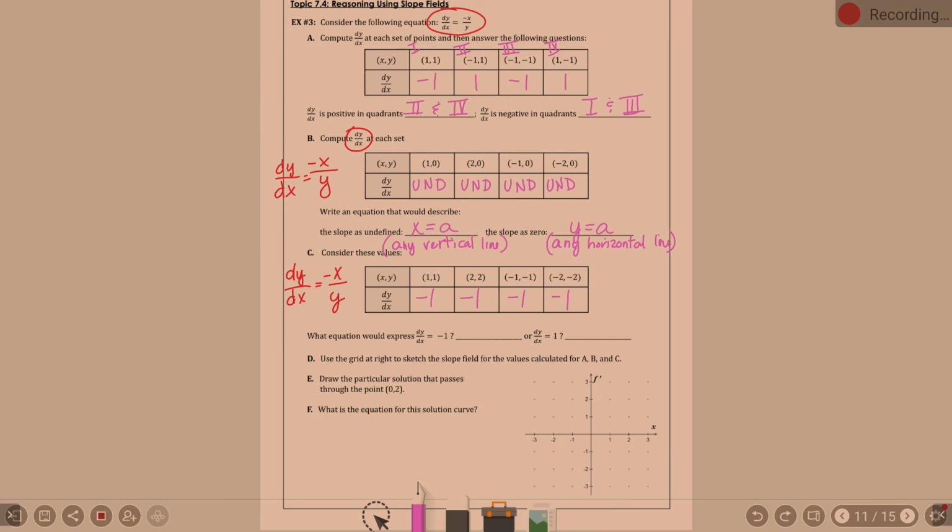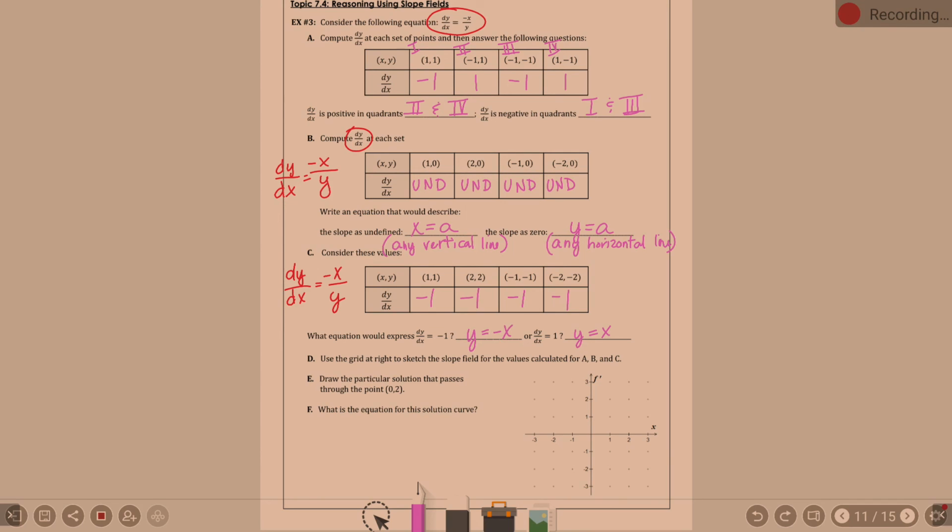Okay. What equation would express dy/dx equals negative 1? In other words, if we integrate this, or if you think about what you would take the derivative of, dy/dx, if we integrate it, goes up and becomes y. What's the integral of negative 1? Negative x. What about if it's dy/dx equals 1? Then you would have y equals x.